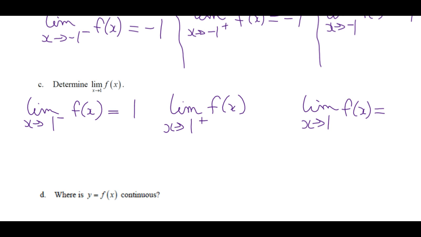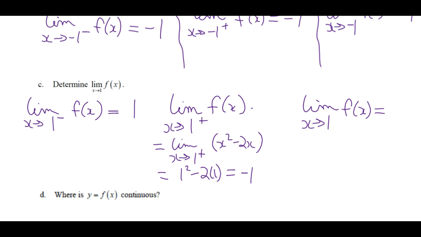And the limit as x approaches 1 from above. Okay, first, second, or third? Third one. Okay, so what do we get for that? The limit as x approaches 1 from above, so we're using the third one, x squared minus 2x, equals, and now we can substitute in, so it's 1 squared minus 2 times 1, which is negative 1. So here, again, a little more detail: the limit as x approaches 1 from below of x is equal to 1.